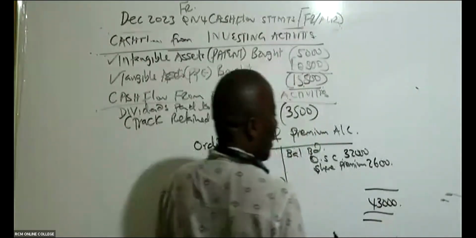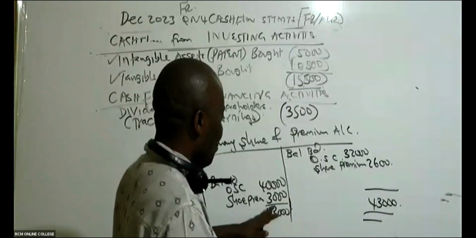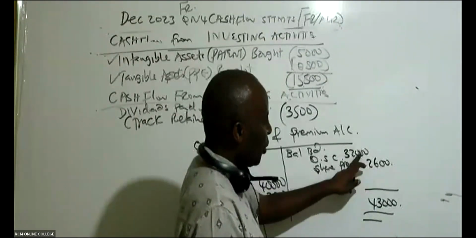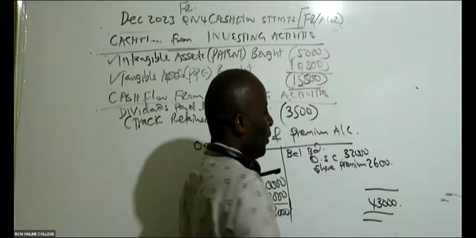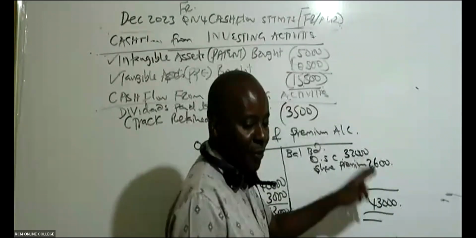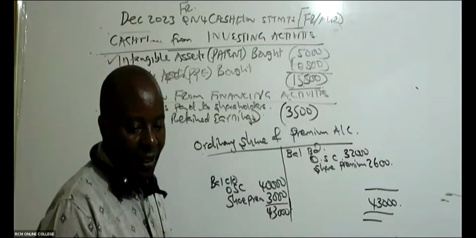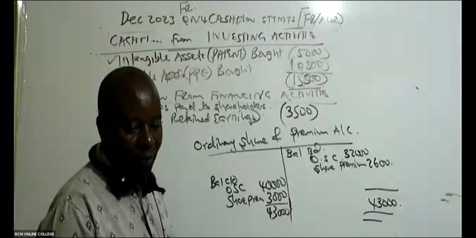Balance your account. When I balance my account, I can see this side is bigger. Then this will be 43,000 minus 2,600 minus 2,000. Can you give me something here? 43,000 minus this minus this. Can you give me something here, ladies and gentlemen? What is the balancing figure?